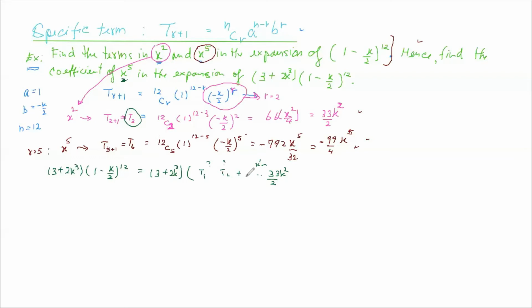So we can skip. But 33 over 2 is the x power 2 term. When you multiply with the first bracket, if you multiply x power 3 and this x power 2, it becomes x power 5, so we need this one. But if multiplied with 3 only, we get x power 2 only, so we don't need it. We get only this term times 2x power 3, because we need x power 5.